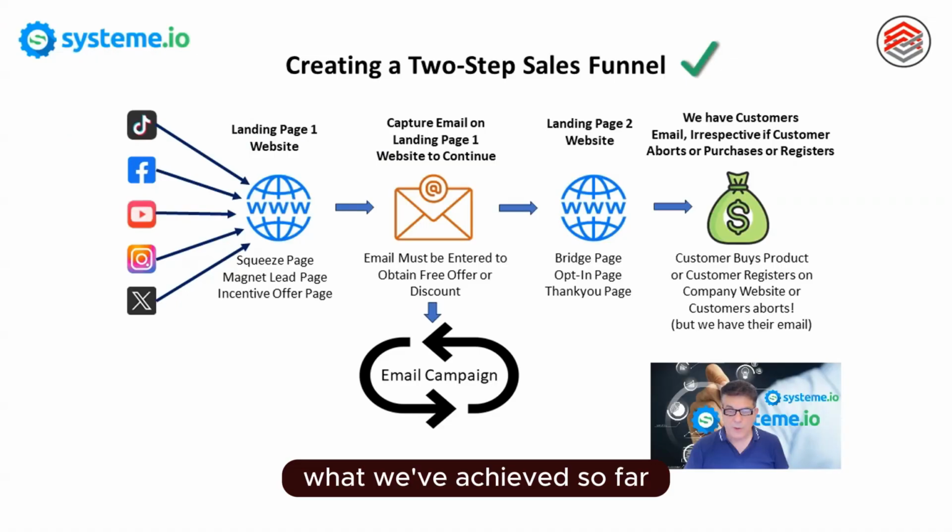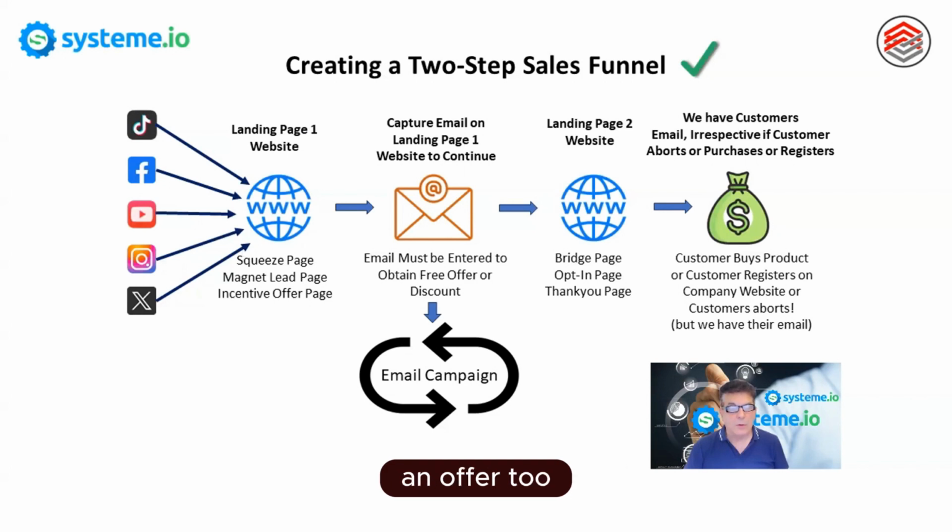Let's recap what we've achieved so far. Using the free trial of Systeme, we're able to create a 2-step sales funnel. We saw the ability of creating a squeeze page, magnet lead page that has an offer too good to refuse, enabling the potential customer to put in his email. The email is captured, and we go on to the bridge page where the client or customer can make his purchase. Now that we've collected all these emails and we've built an email campaign, we have to join the funnel to the email campaign using a Systeme free trial automation rule.